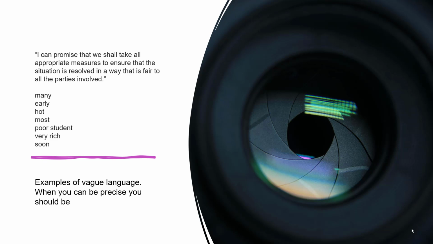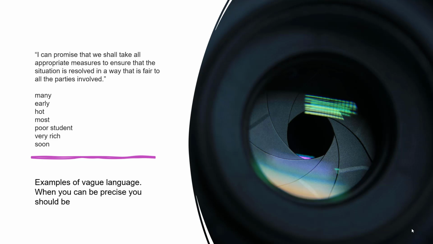So if we look at these other words that I've listed here: many, early, hot, most, poor student, very rich, soon, these are examples of typical vague expressions that we should try to avoid when we use academic language. As I said, when you can be precise, you should be. So many, like what is many? That depends a lot on the context, doesn't it? I have a rather small house, so if I have 30 people over, that's many people. But if you say many people speak English today, then many means close to 2 billion people, which is many, many more than the 30 people I could fill my house with.